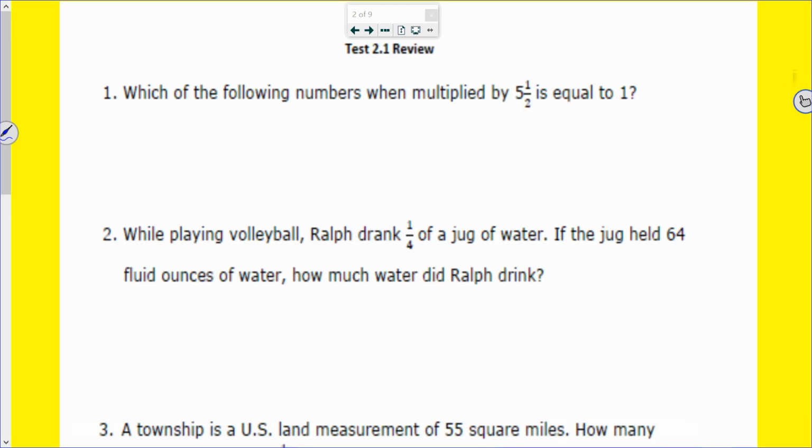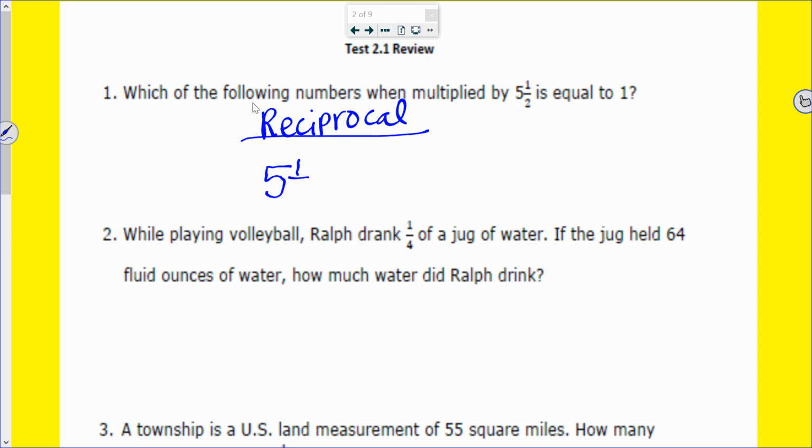Through test 2-1 review right now. Number 1, it says, which of the following numbers when multiplied by 5.5 is equal to 1? Remember we were saying that this is straight from your test, so it does say which of the following, and then there is nothing there. That's because your test is going to be multiple choice, guys. So essentially this question is asking you for the reciprocal, okay? The reciprocal of 5 1/2.